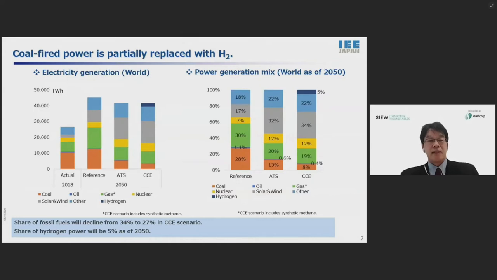Yes. This slide shows the power generation mix in different scenarios in the Outlook. As you see in the left chart, we see the declined share of coal-fired power generation and the increased share of hydrogen. This is because we assume that some of the coal-fired power generation without CCS is to be replaced with hydrogen power generation in the CCE scenario. So that is the biggest difference between the ATS and CCE scenarios. Could you go to the next?